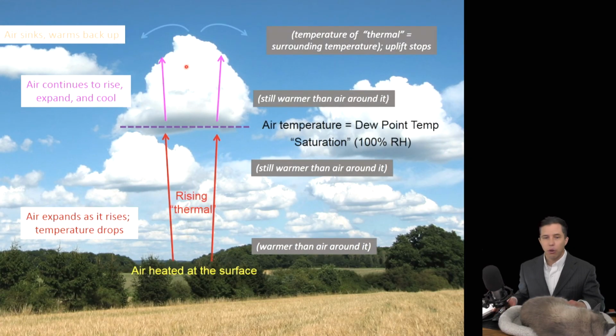And if we annotate the whole thing here, so air is heated at the surface, rising air expands, expanding air cools, hits the dew point, air is saturated, you have 100% relative humidity, air continues to rise inside the cloud until it is no longer warmer than the air around it. It exits out the cloud, sinks back down. Okay, so that's happening under each one of these little cumulus clouds.